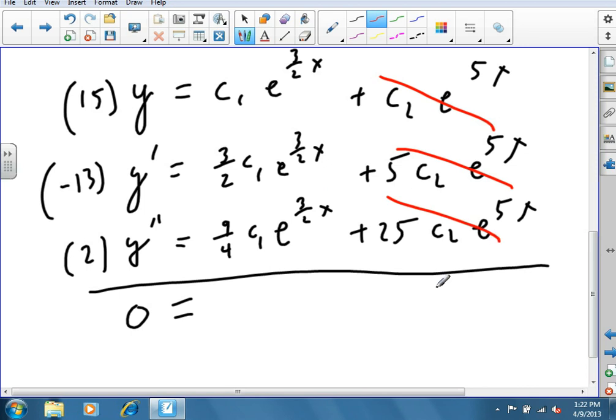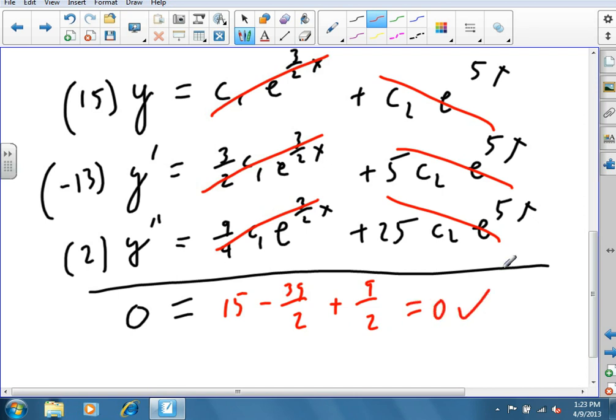That term goes away. I've got 15 minus 39 over 2 plus 9 over 2. Okay, so this is 30 over 2 plus 9 over 2. Those guys go away as well. 0 is equal to 0. The problem checks.